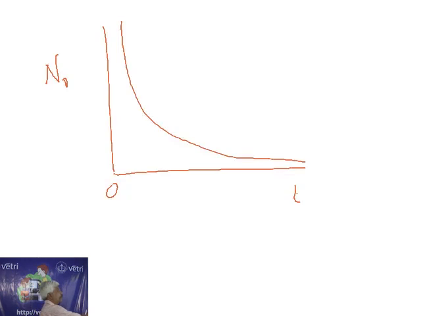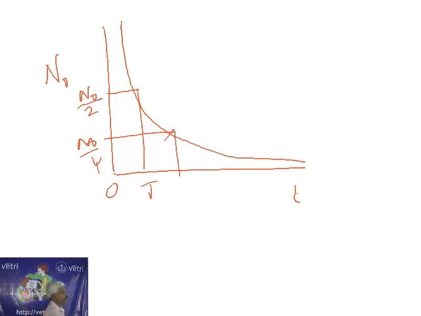But we can find out the time taken to reduce to exactly half of the original value. That is called half-life. This is also N naught by 4, N naught by 8, like that, 2 times T, 3 times T, like that. So from this graph we can find out the value of half-life and mean life.